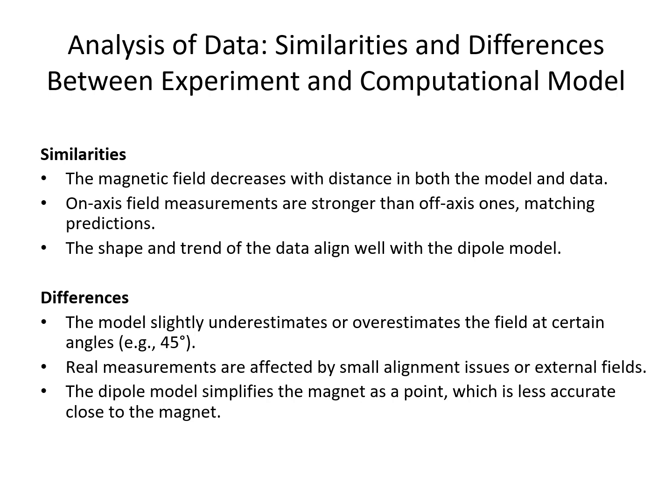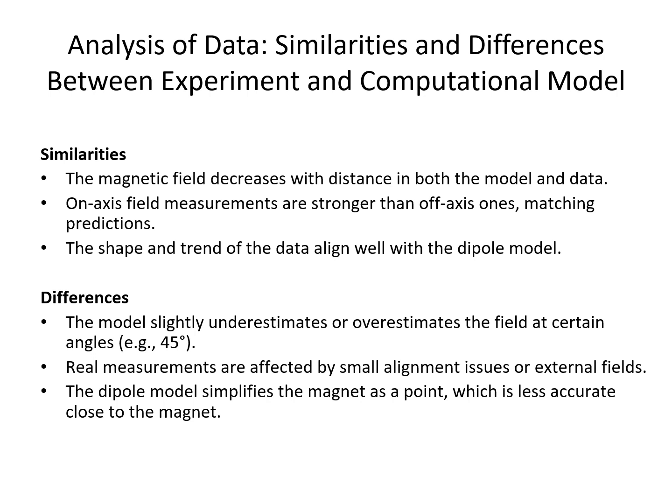For the analysis of data, particularly the similarities and differences between the experiment and the computational model, the similarities were that the magnetic field decreases with distance in both the model and the data, and the on-axis field measurements are stronger than the off-axis ones, which matches our predictions, and the shape and the trend of the data align in both the model and the experiment.